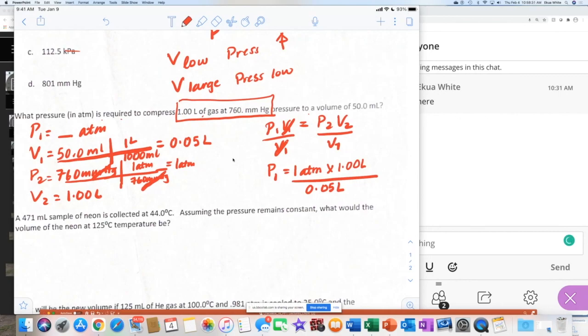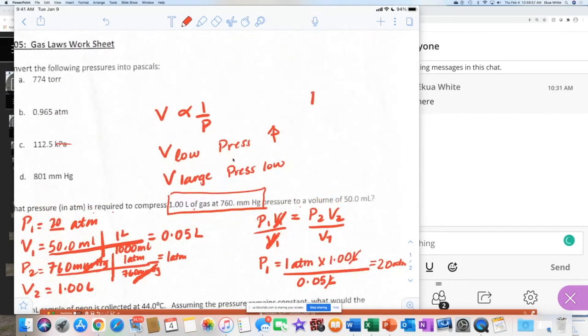So now I take the top numbers. 1 times 1, the units will cancel out. My answer will be in ATM. So it's 1 divided by the answer I just got. So the pressure is going to be 20 ATM. Okay? So now it kind of makes sense, right? The pressure is 20 ATM.